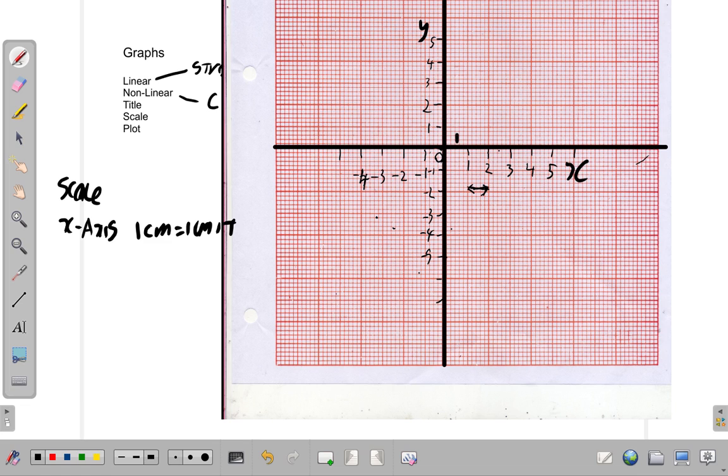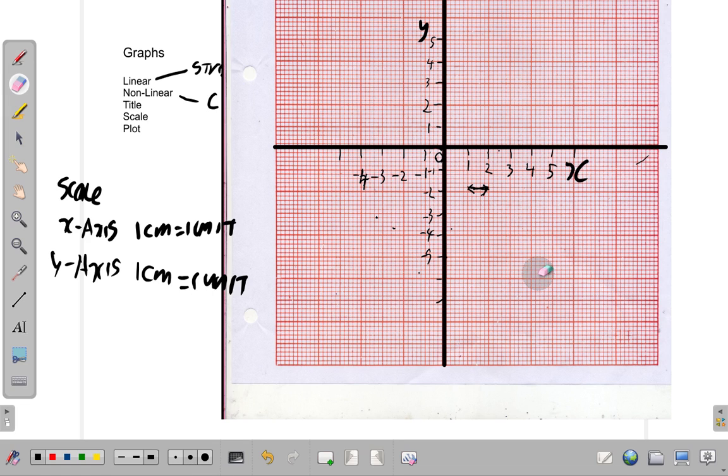So every 1 up, 1. Another 1 up beside 2. Another 1 up, 3. Another 1 up, 4. Another 1 up, 5. And so on. So on the y-axis, I also have 1 centimeter equal 1 unit. So that's my scale.